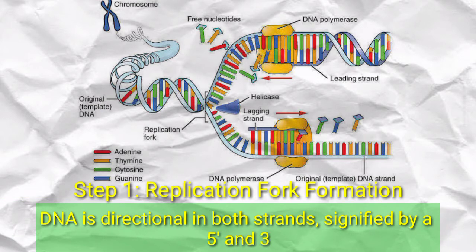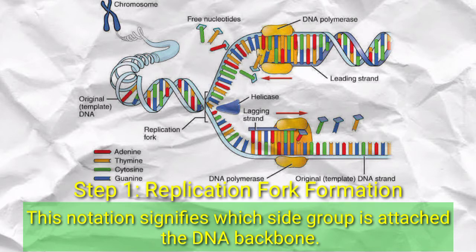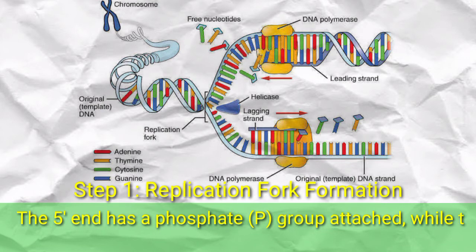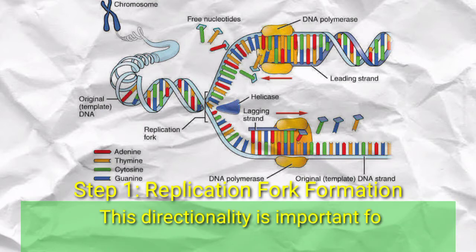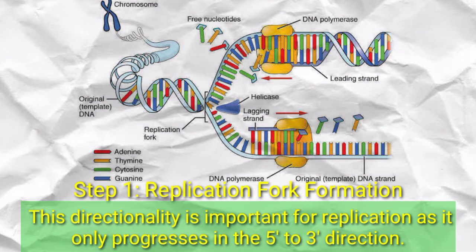DNA is directional in both strands, signified by 5' and 3'. This notation signifies which side group is attached to the DNA backbone. The 5' end has a phosphate group attached, while the 3' end has a hydroxyl group attached. This directionality is important for replication, as it only progresses in the 5' to 3' direction.